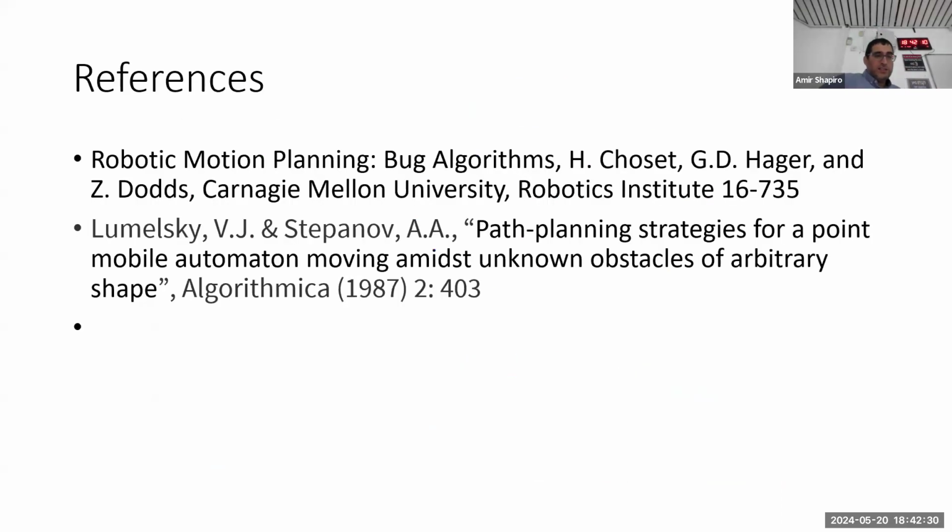Those who developed bug algorithms were Lumelsky and Stepanov in 87.